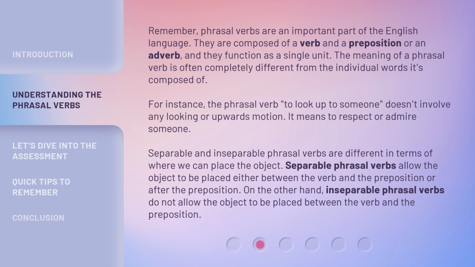Separable and inseparable phrasal verbs are different in terms of where we can place the object. Separable phrasal verbs allow the object to be placed either between the verb and the preposition or after the preposition. On the other hand, inseparable phrasal verbs do not allow the object to be placed between the verb and the preposition.